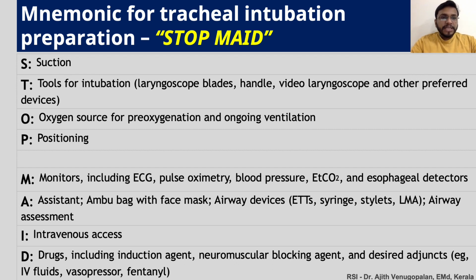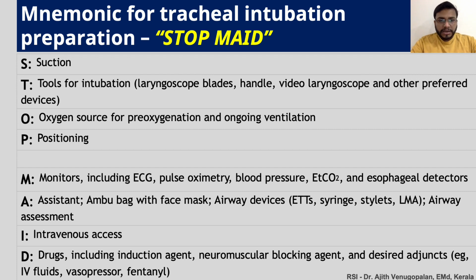Mnemonic that can be used for tracheal intubation preparation is STOP, MAID, where S is for suctioning, T for tools for intubation like laryngoscope, blades, handles, video laryngoscope, and other devices. O is for oxygen source for pre-oxygenation and ongoing ventilation. P is positioning. M for monitors, that includes ECG, pulse oximetry, BP apparatus, continuous BP monitoring, ETCO2, esophageal detectors, and so on. A is for assistance, ambu bag with face mask, airway devices, airway assessment, and all those.